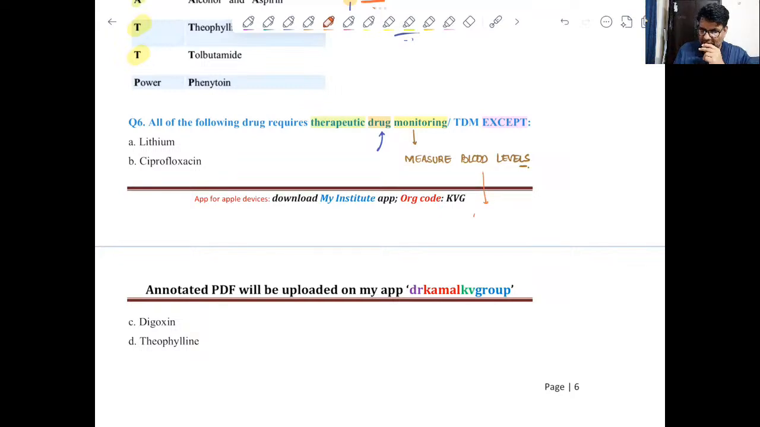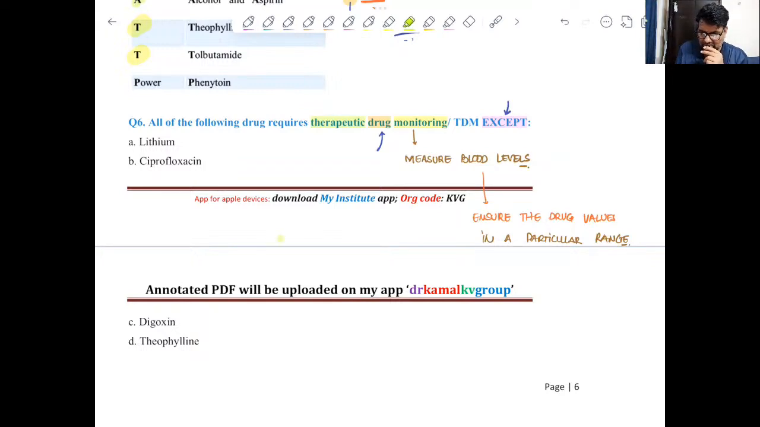So we have to ensure the drug values in a particular range, okay, in a particular range. And this particular range is actually known as therapeutic window phenomena. Now this question is about except. So we have to rule out the drug for which we don't do therapeutic drug monitoring.